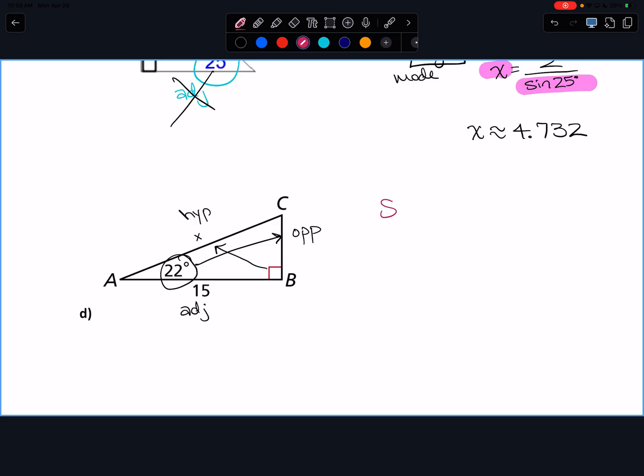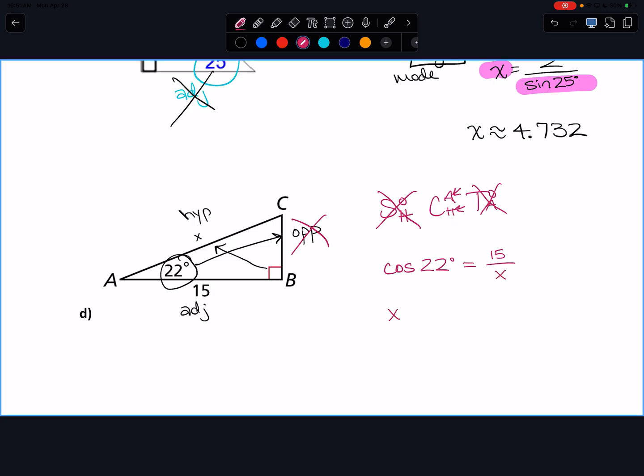Then I'm going to write SOH CAH TOA. Which side has nothing on it? Opposite, which means I'm going to get rid of sine and I'm going to get rid of tangent because both of those use opposite in the ratio, right? Okay. So cosine of what? 22 degrees. Cosine of the angle equals adjacent over hypotenuse. So 15 divided by x.